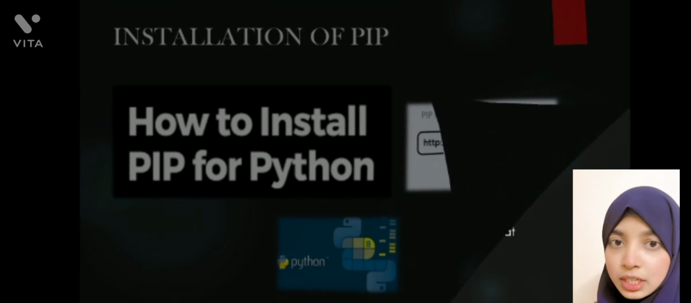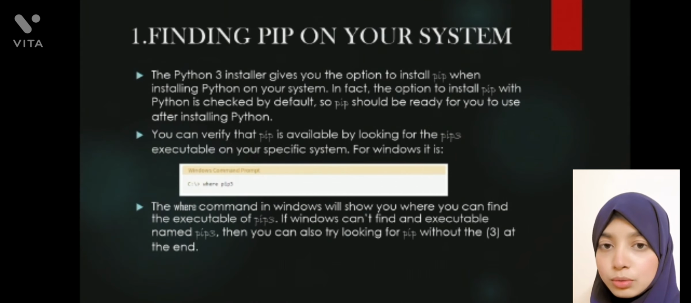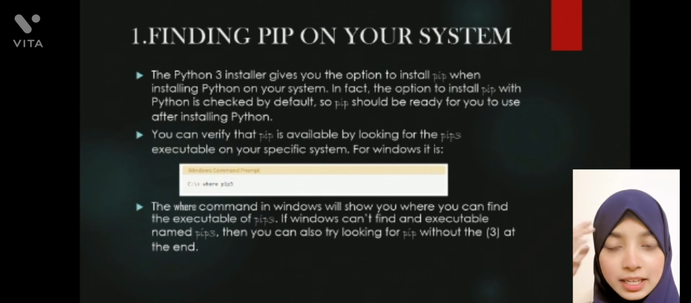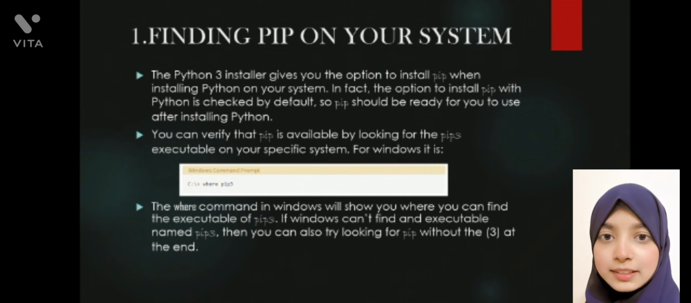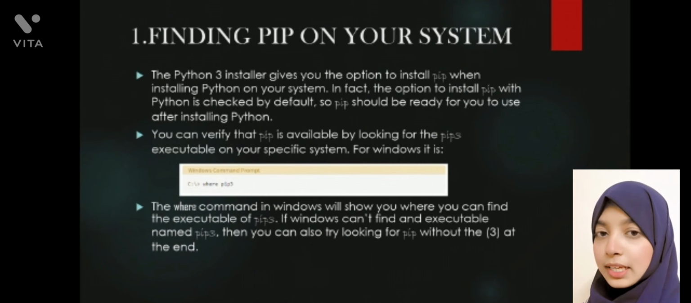Now, finding pip on your system. How do you find pip on your system? The Python 3 installer gives you the option to install pip when installing Python on your system. In fact, the option to install pip with Python is checked by default. So pip should be ready for you to use after installing Python.